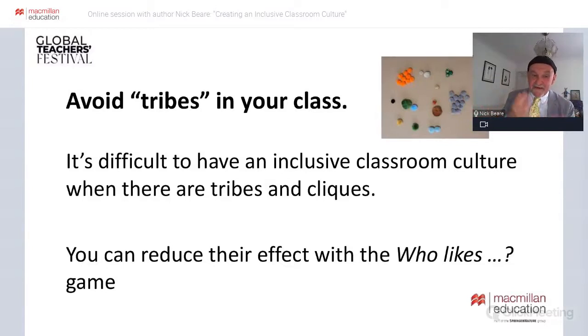Right, one little idea which has worked for me, it's terribly simple, but it forces people at times to go together. We don't want them to get together all the time because they want to be with their friends, but we want to make it so that when they are working together or in different groups, they're doing it well. So we can reduce the effect of the little tribes or cliques with a very simple little game. Who likes? Dead simple, but it works. Right, let's have a look at that.